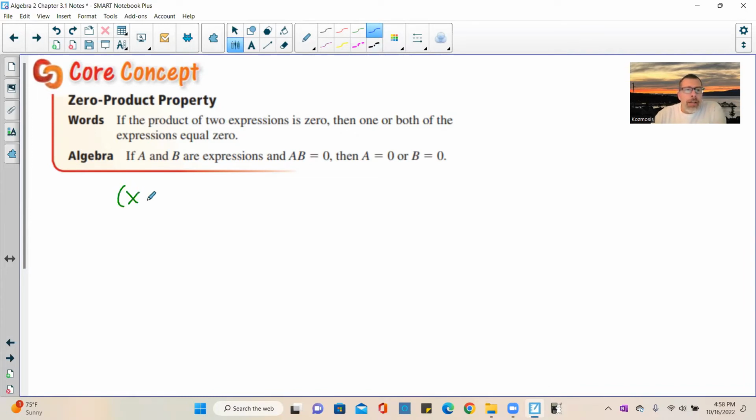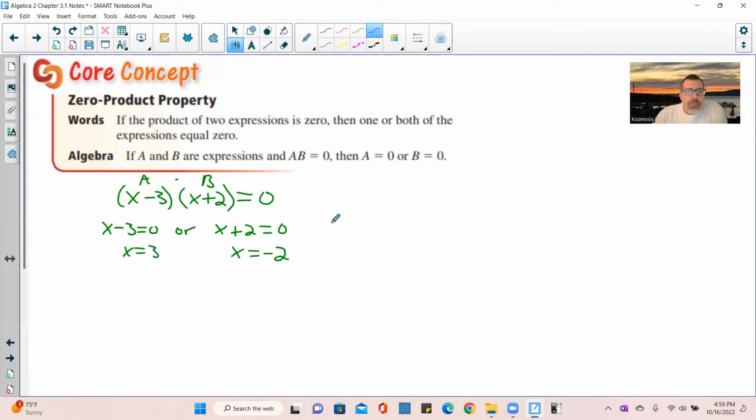So if we had x minus 3 times x plus 2, and they equaled 0. So if this were A here and this were B here, by definition, A times B equals 0, then A has to equal 0, or B has to equal 0. So when I add 3 to both sides here, I get x equals 3. And when I subtract 2 from both sides here, I get x equals negative 2.